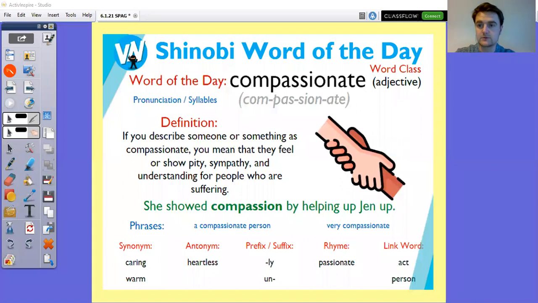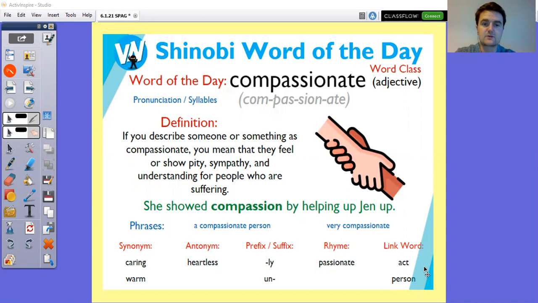Within SPAG as well, whilst we're doing remote learning, we're going to have a look at our word of the day so that you can see the slide that I normally stick up at the front of the classroom. So today's word of the day is compassionate. So have a read through of that. I'll read it out to you, but have a go at using the word compassionate in a sentence.